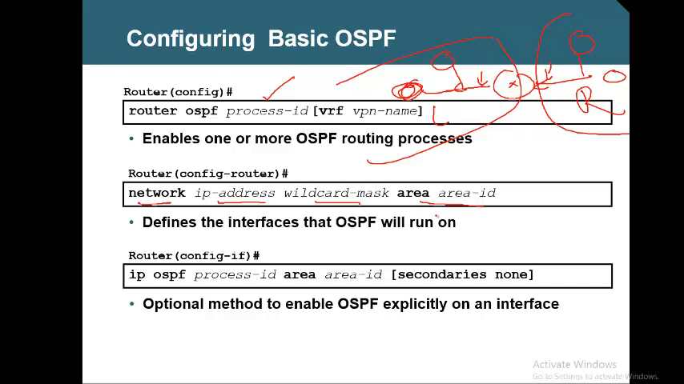The wildcard mask is like applying zeros on those bits that you want to match. For example, if I want to match 10.1.0.0, if I want to match up to the 16th bit, then I need to put zeros for the 16 bits and the rest I'll put 255.255. This is what we call a wildcard mask. You can also say in layman's terms, it's the opposite of a subnet mask.